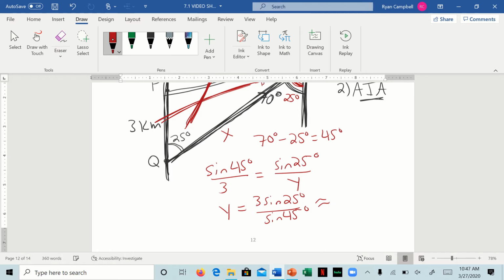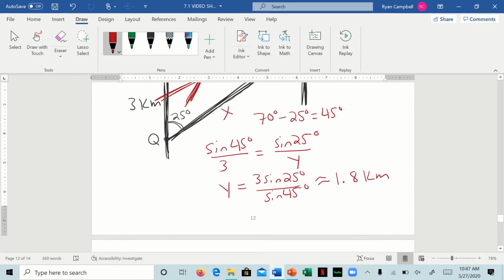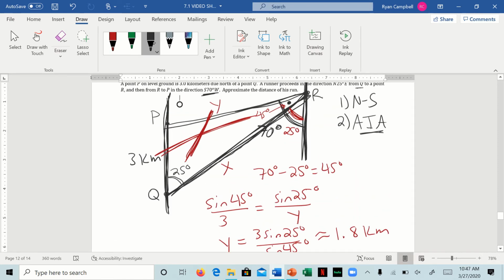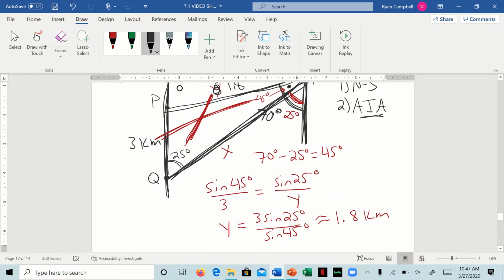Which means that Y is about 1.8. So 1.8 kilometers. So this distance right here is 1.8 kilometers. Now we need to figure out what X is.